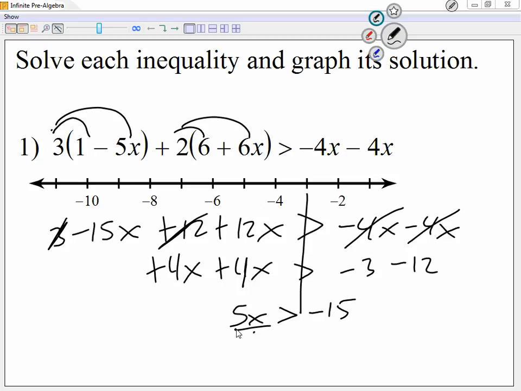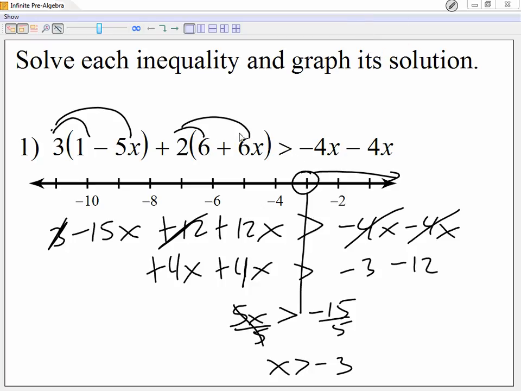Now, divide by the number in front of the letter. So x is greater than negative 3. So my negative 3 is an open circle. X is on the big side of the arrow, so I go towards the right. Little recap. First thing, get rid of parentheses, and that's the first thing that I did. Second thing is letters on one side, numbers on the other. Simplify each side, and then divide by the number in front of the letter.